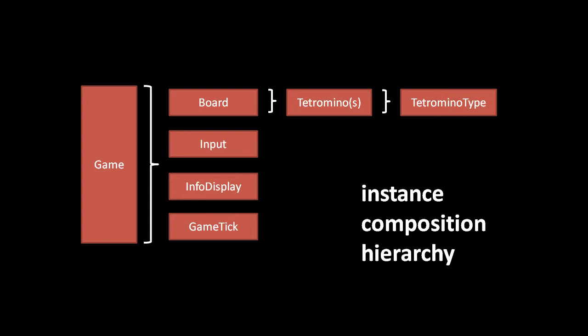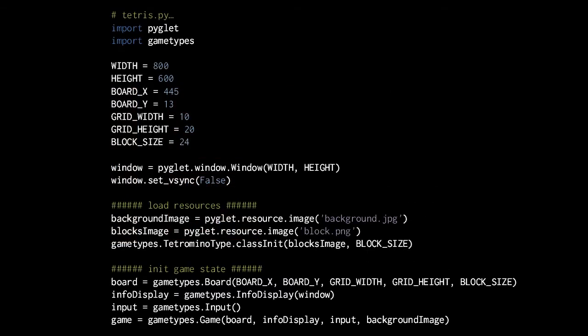So all of these classes are in the module GameTypes.py, but the resource loading, event handling, game loop setup, and most of the object instantiation is done in our main module Tetris.py, which is the module we run to run the game. The Tetris.py module starts out importing Piglet and our GameTypes module, then sets a few constants.